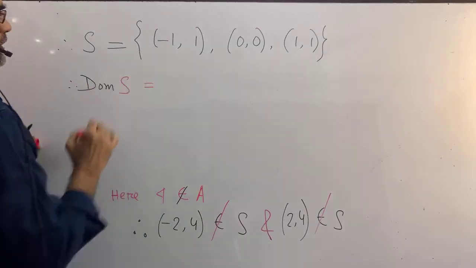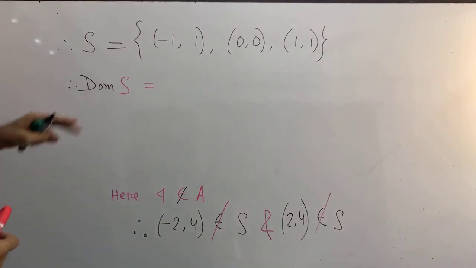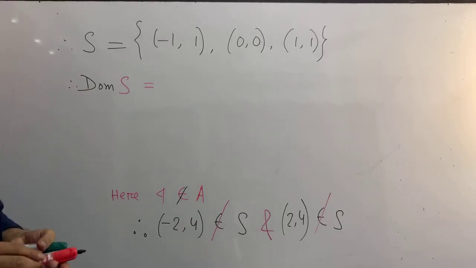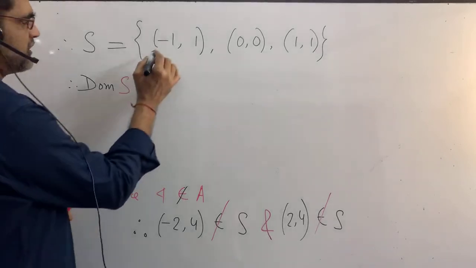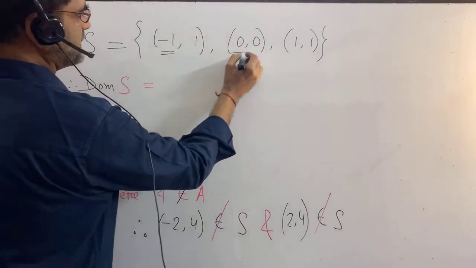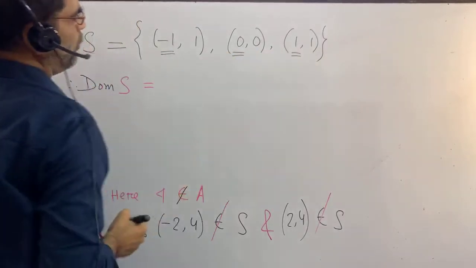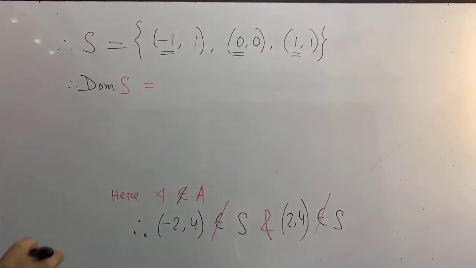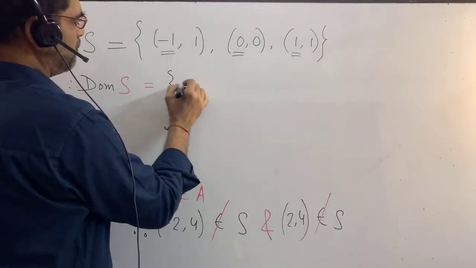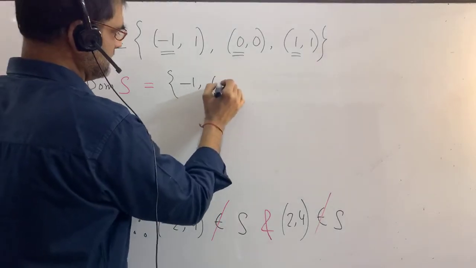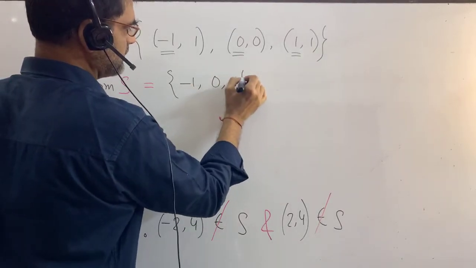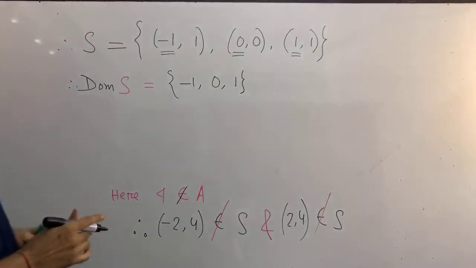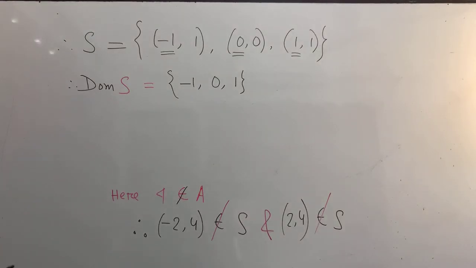Dom S equal to what? You see, dom means domain of the relation. Dom equals to what? Actually, the first elements are the domain of a relation. What are the first elements? We can write here minus 1, 0, 1. Okay, these are the domains.